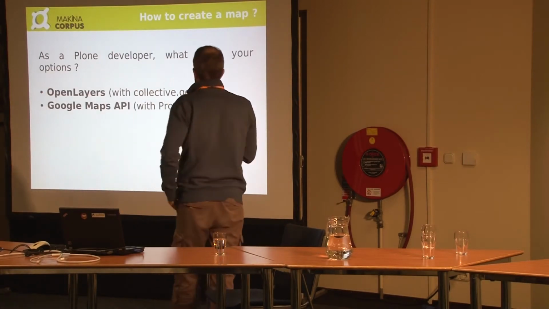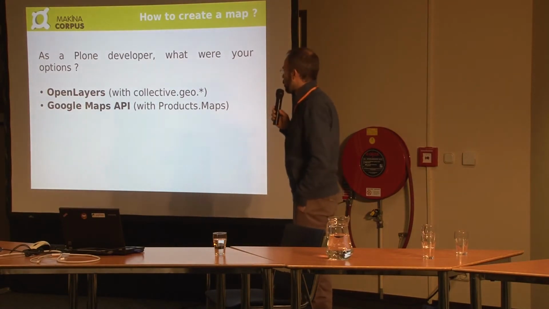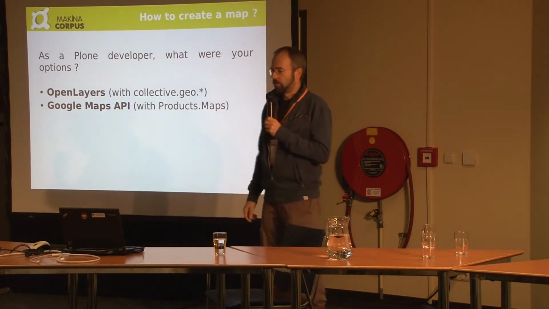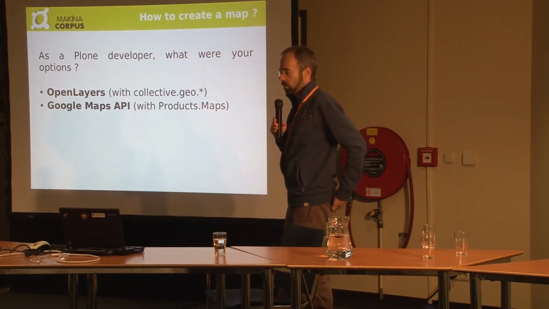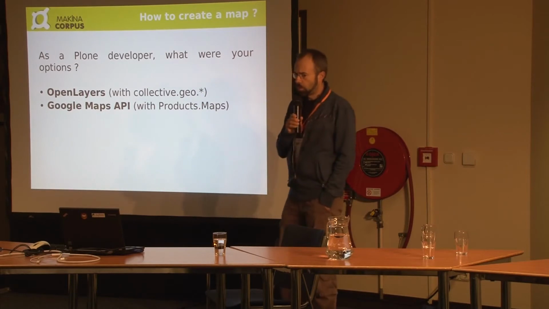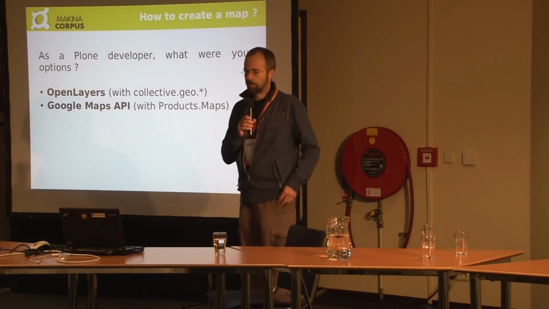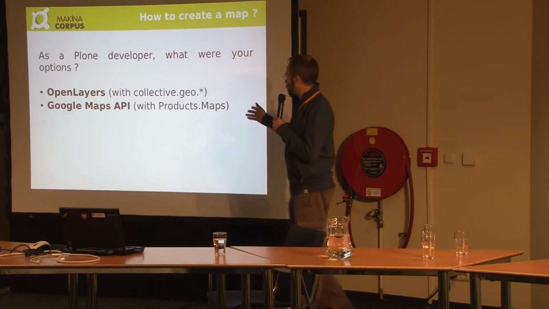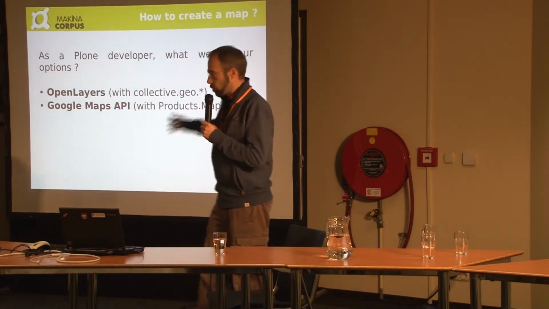So now what? As a Plone developer, what were your options so far? First of all, OpenLayers. OpenLayers is a JavaScript library, which is open source. And it's provided for now by the collective.geo packages, which is wonderful. Collective Geo is done by Giorgio Borelli, and that's really nice work. OpenLayers used to be integrated in other products before that, but that's the best one. And you also have the Google Maps API, which is provided by the products.maps package, which is good as well. So that's what you can use, of course.